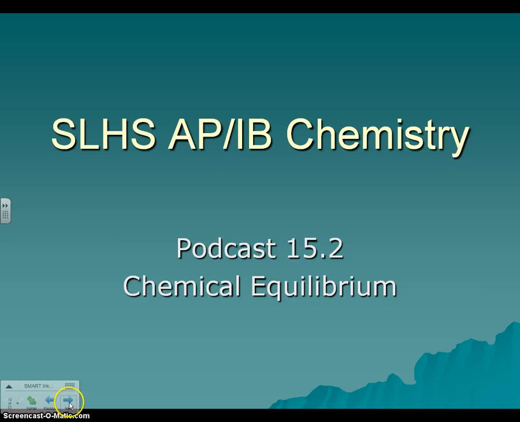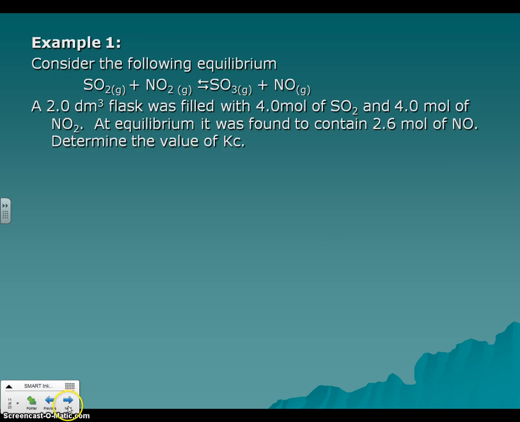Welcome back, podcast 15.2. We're going to do some examples now using our newfound tool, the ICE table. So example number 1, here's our equilibrium. Sulfur dioxide mixing with nitrogen dioxide comes to equilibrium and forms sulfur trioxide and nitrogen monoxide. And we have some initial concentrations, and we also have how many moles of NO is found at equilibrium. And our job is to determine the value of Kc.